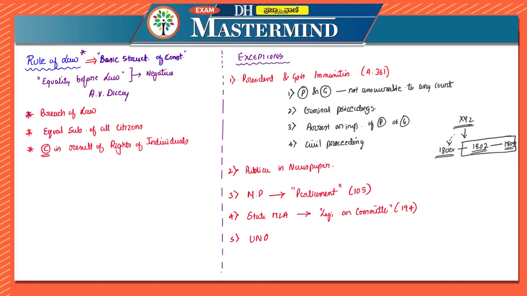So in this part of the video, we discussed Article 13 and Article 14. Article 14 was with respect to equality before law and equal protection of laws. In that we saw equality before law, equal protection of law, rule of law, and the exceptions to equality. In that we saw the immunities of president and governor, then publication in the newspaper, member of parliament's immunity, state MLA's immunity, and United Nations organizations and foreign sovereigns or rulers or ambassadors or diplomats, who also enjoy immunity. So this was Article 14.